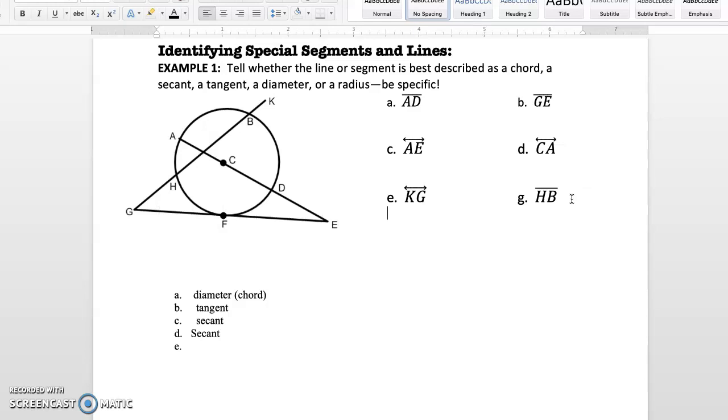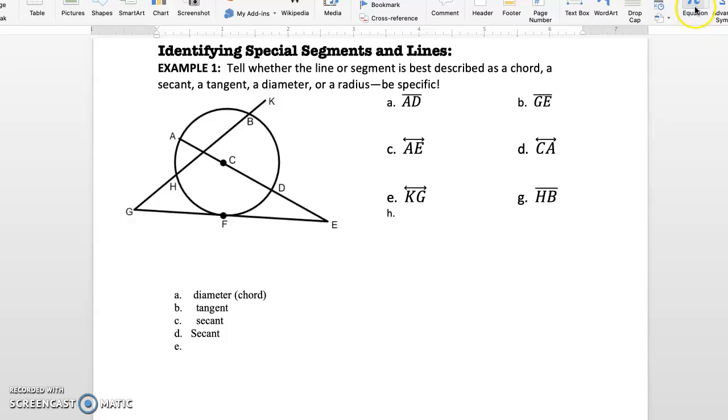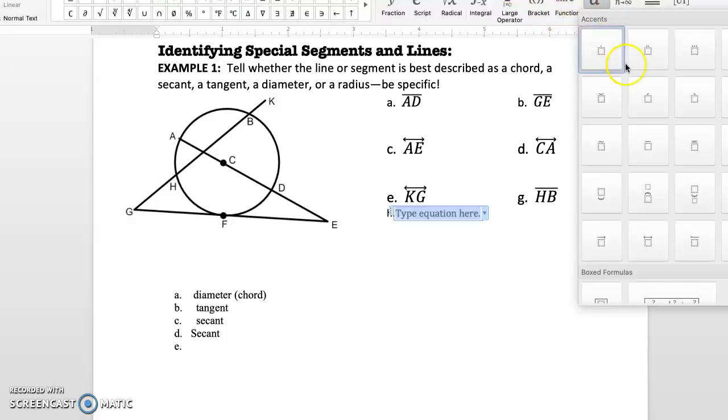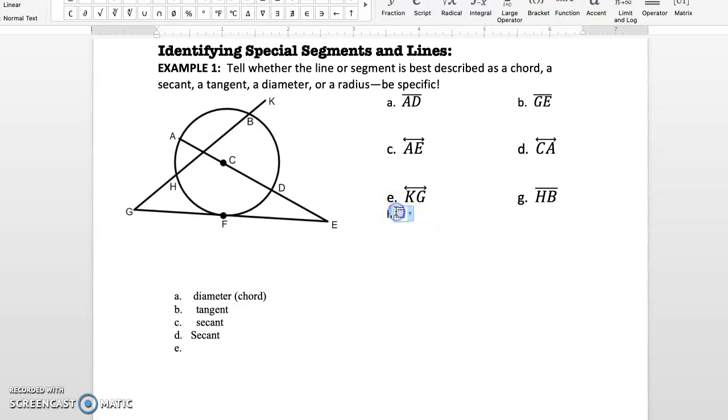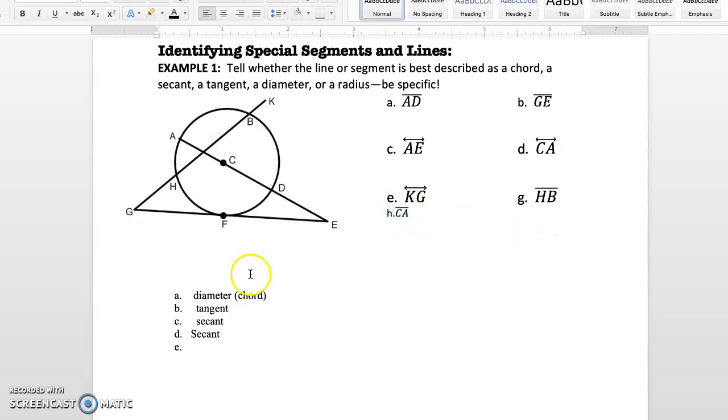Hold on, let's add another letter, H. Let's insert another example. Give me a minute. Okay, we'll get back to that one.